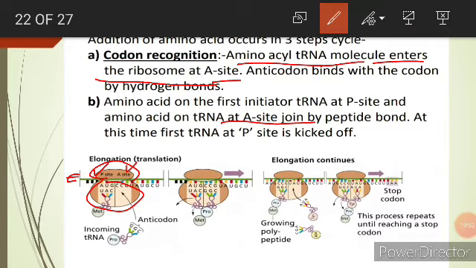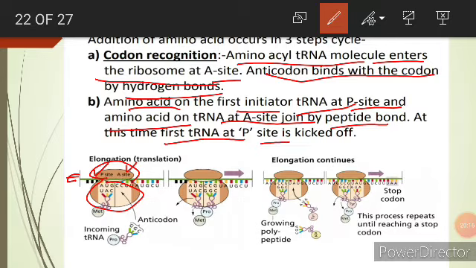So what is going to happen here? This anticodon binds with the codon by hydrogen bonds. Then the amino acid on the first initiator tRNA at the P site and the amino acid on the tRNA at the A site join by the peptide bond. At this time, the first tRNA at the P site is kicked off, as it moves from the P site to the E site.